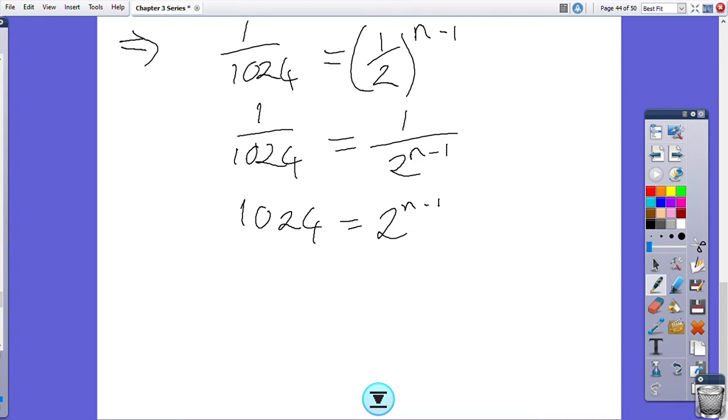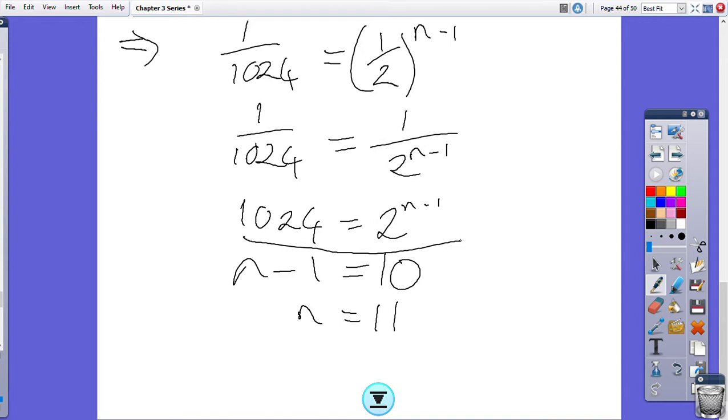Now we could do logs here, or if you're feeling you know a lot about computers, or you just want to play about with your calculator for a bit, you can quickly see that n minus 1 must be equal to 10, and therefore n equals 11. Like I say, if you want to, you can solve this using logs. Personally, I did it through inspection. It's your call.